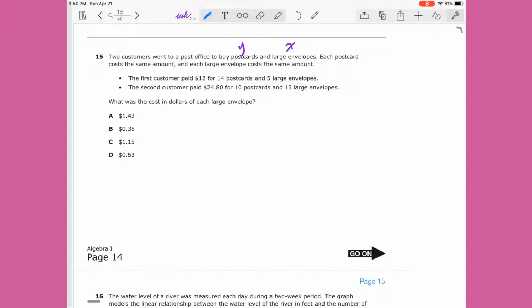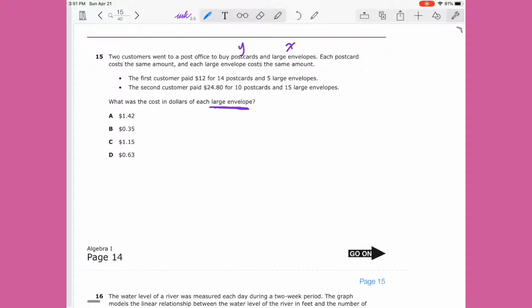If the first customer paid $12 for 14 postcards and 5 large envelopes, and then the second customer paid $24.80 for 10 postcards and 15 large envelopes, what was the cost in dollars for each large envelope?